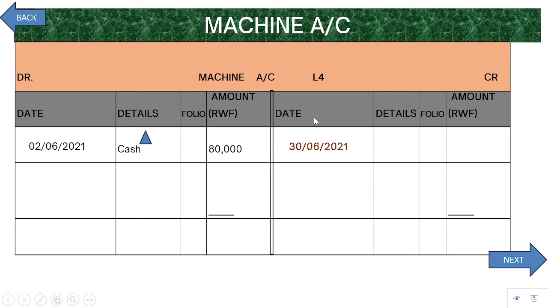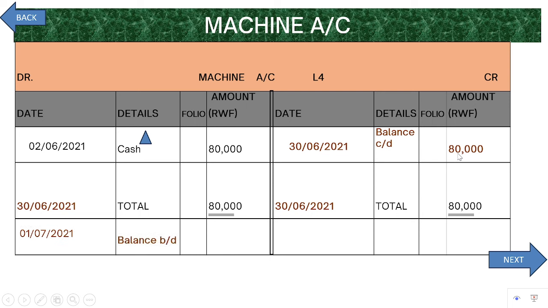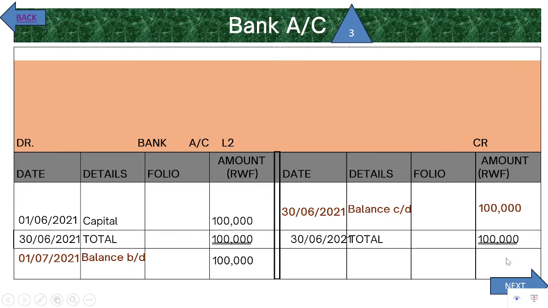Then we go to the machine account, we also balance it off. On 30th June 2021, the balance carried down is 80. Then we compute the totals and draw two parallel lines. And on the opposite side, that is the debit side, we bring the balance carried down and we change its name on the first date of the next month, that is July 2021. The balance brought down or brought forward is 80,000 Rwandan francs. So we are done with posting to the ledgers.